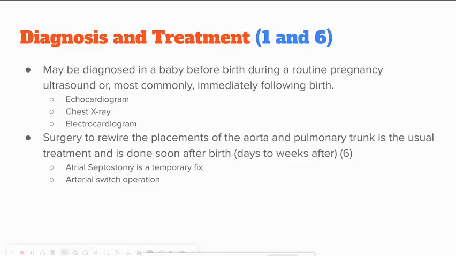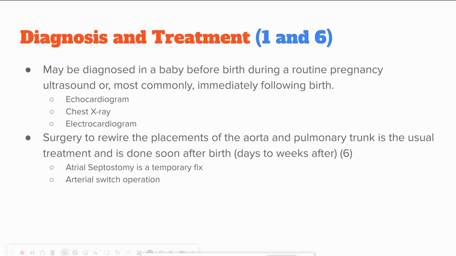One of the big things that physicians use to diagnose TGA is an echocardiogram. Basically, what this test does is it uses sound waves to create moving pictures of a beating heart. It shows how blood flows through the heart valves and heart vessels. So seeing how that blood flows, you can really tell where oxygenated and deoxygenated blood is going within the body.